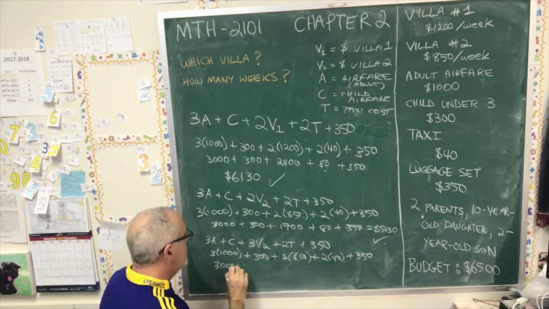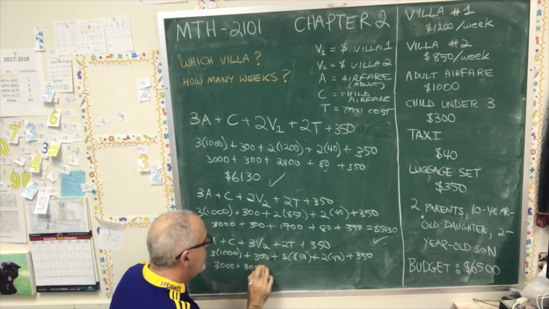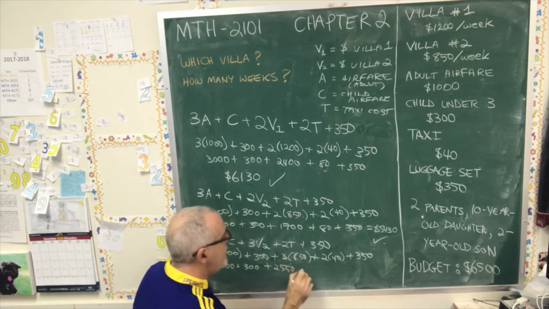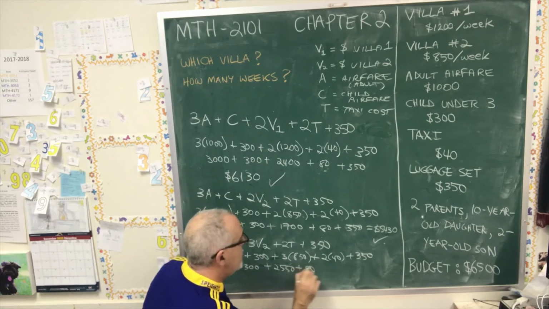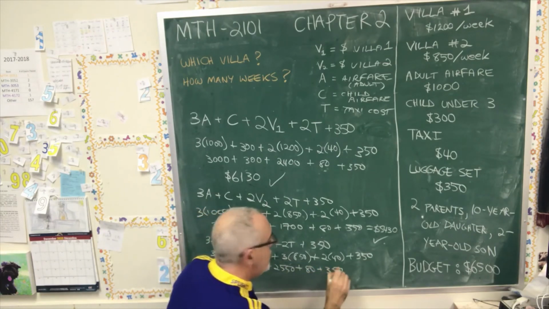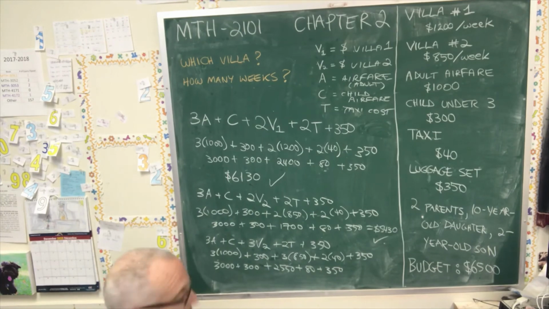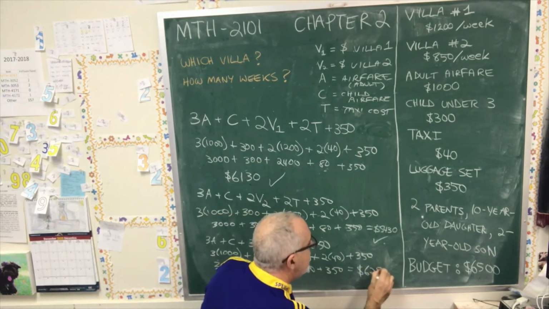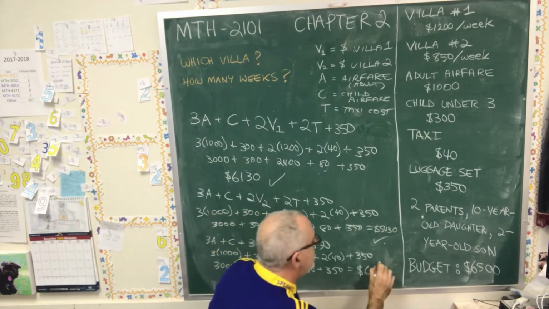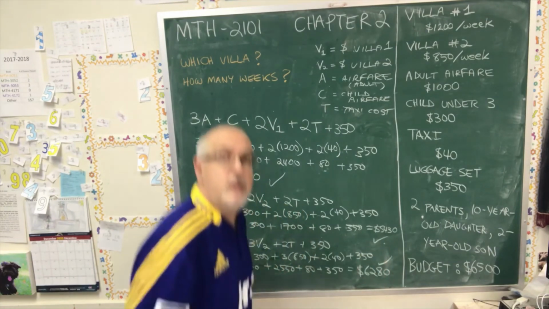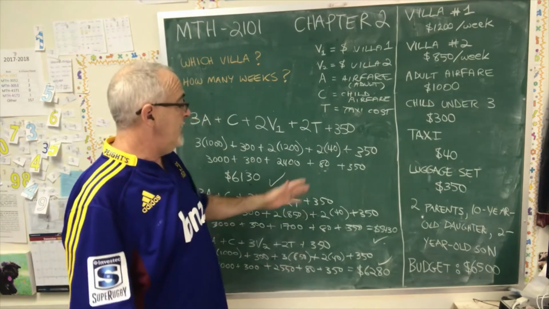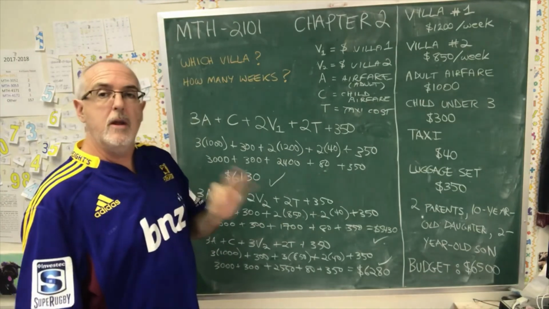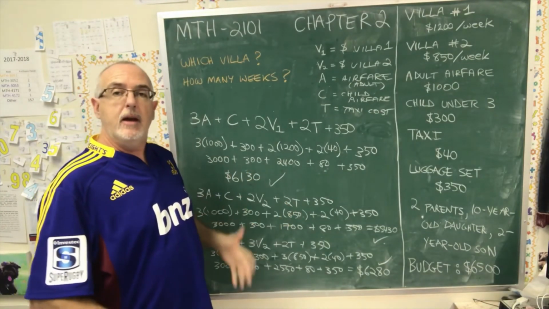3,000 plus 300 plus 2,550 plus 80 plus 350, and I get a total of $6,280. It still falls within our budget, so my choice is I'm taking villa number 2 for 3 weeks because I want that extra week. And that is a correct answer.